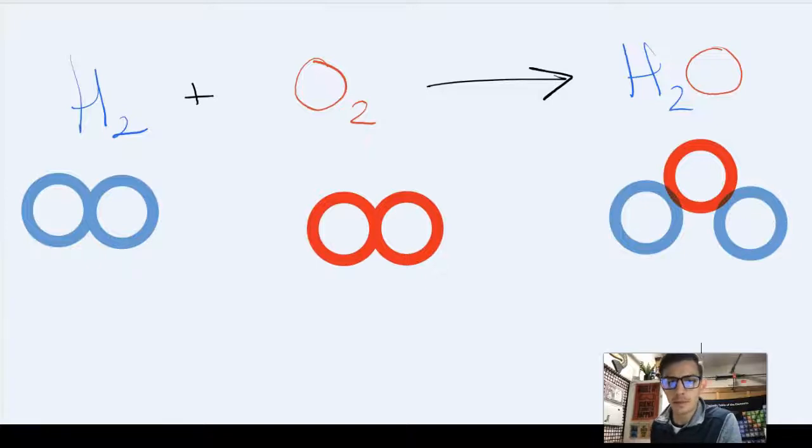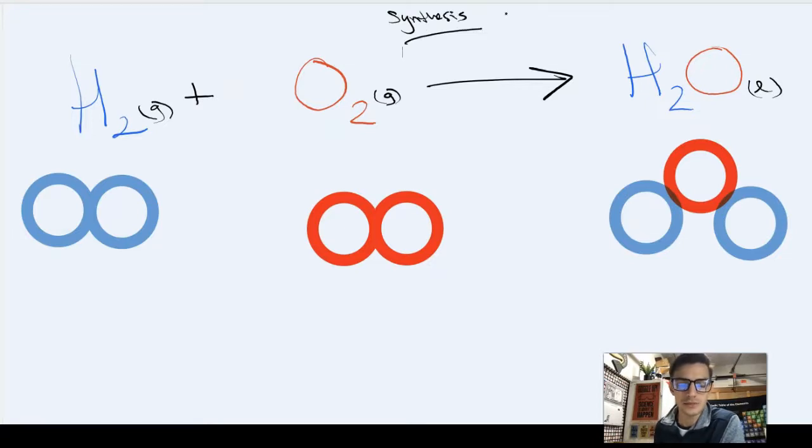Okay, let's talk about balancing chemical equations. When we look at a simple equation like this, where we combine hydrogen gas and oxygen gas to make liquid water, we are looking at one of the simplest equations you can think of in chemistry, because you just have two things put together creating something that we're pretty familiar with. We call this a synthesis type of reaction.